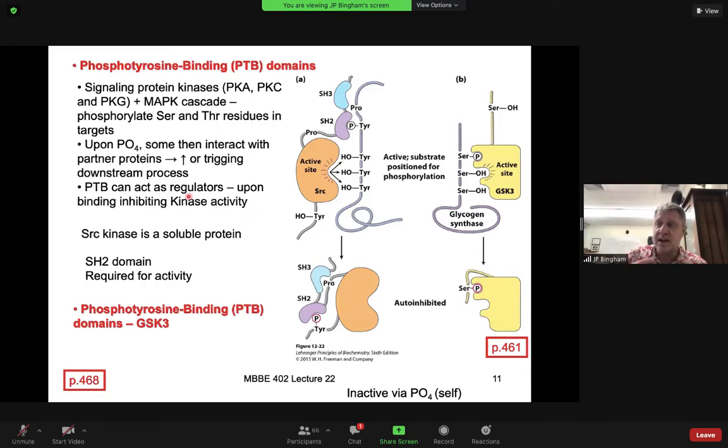This process of phosphorylation, we know, acts in regulation, inhibiting and activating depending on the system. But now we have an insight that autophosphorylation of the active protein can cause its deactivation. An example we're also a little familiar with is glycogen synthase kinase number 3.